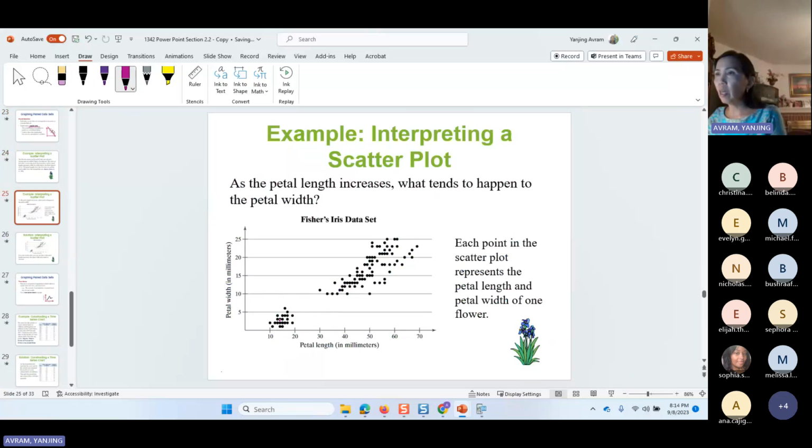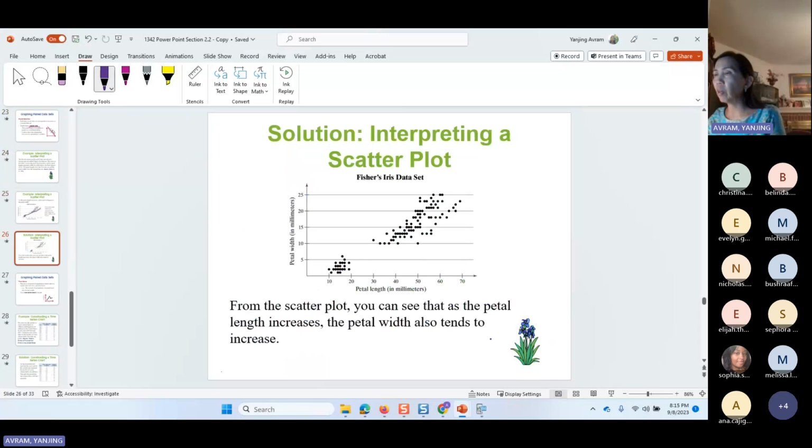Looks like a positive one. I'm not drawing too straight right here, but if we're trying to do the linear, that is a little bit like an increasing one, right? So when this length increases, the petal width is also increased that way. All right.